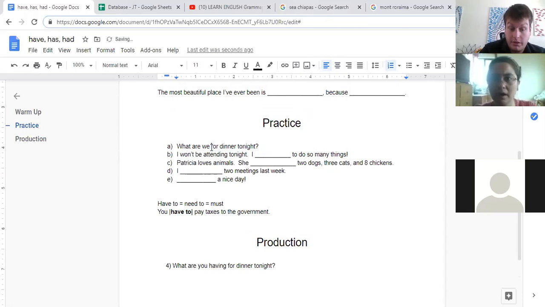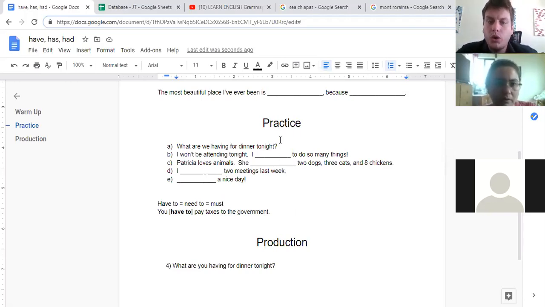Who knows? What are we having? Have. We have. Let's look at this word. What are we having? Yeah, the auxiliary verb. What are we having? Present continuous, but present continuous with a future meaning. Which word or which words in the sentence indicate the future?